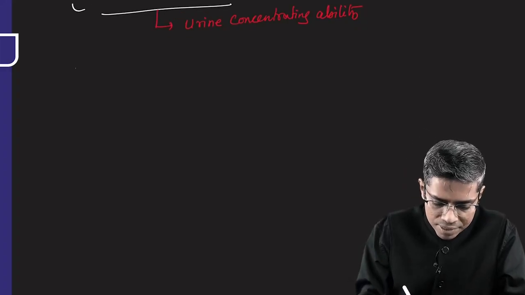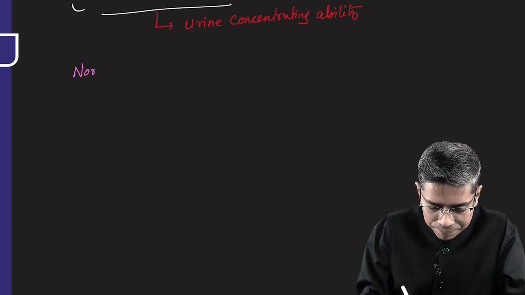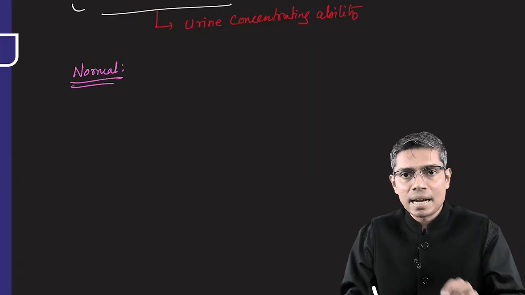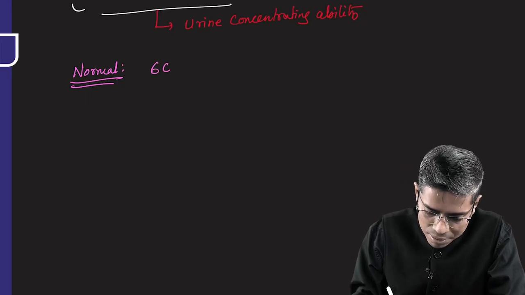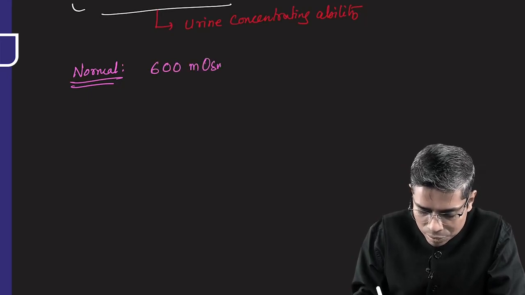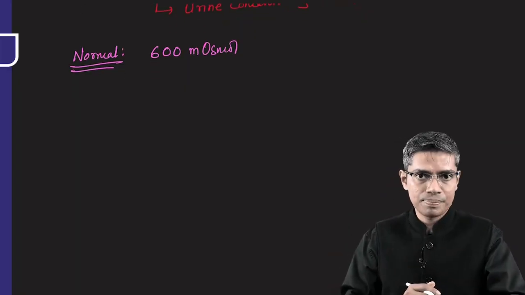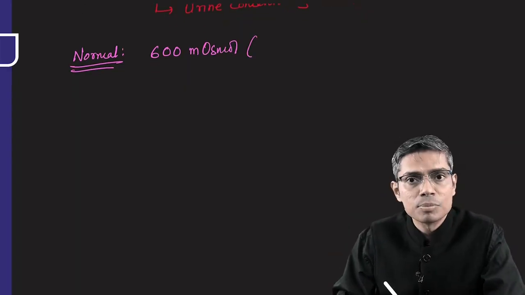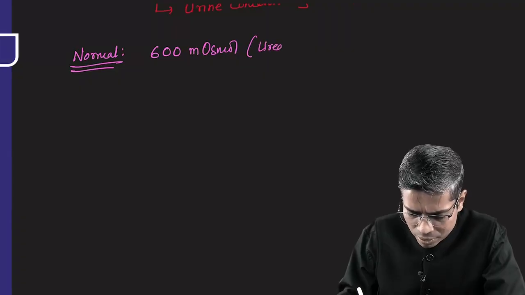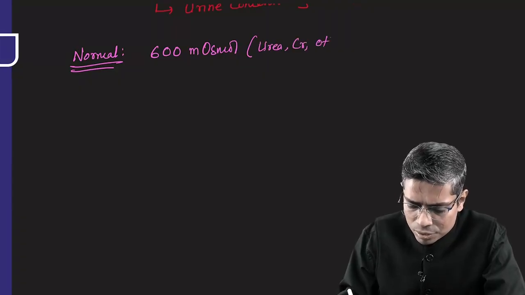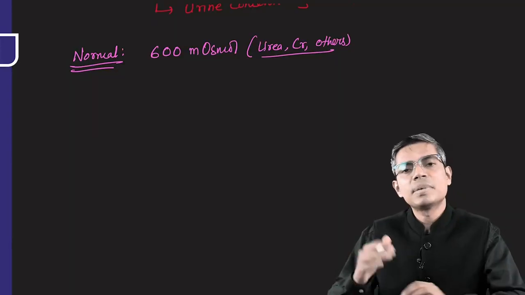So in a 70 kg adult, in normal cases, a 70 kg body weight adult person generally produces 600 milliosmoles of solutes which have to be excreted by the kidney, because these are the waste products. And what are those inside this 600 milliosmole waste product? Urea will be there, obviously creatinine will be there, and other salts will also be there, which have to be excreted by the kidney. 600 milliosmole per day, this much amount of osmoles has to be excreted by the kidney.